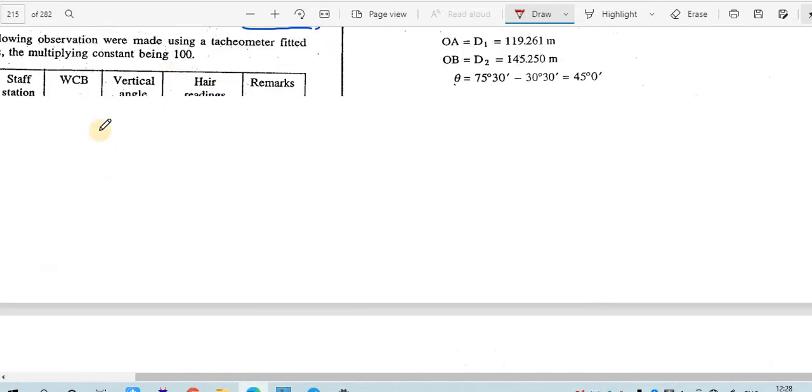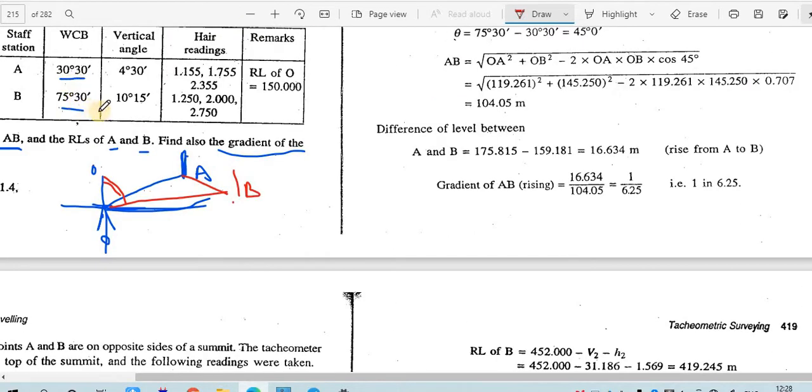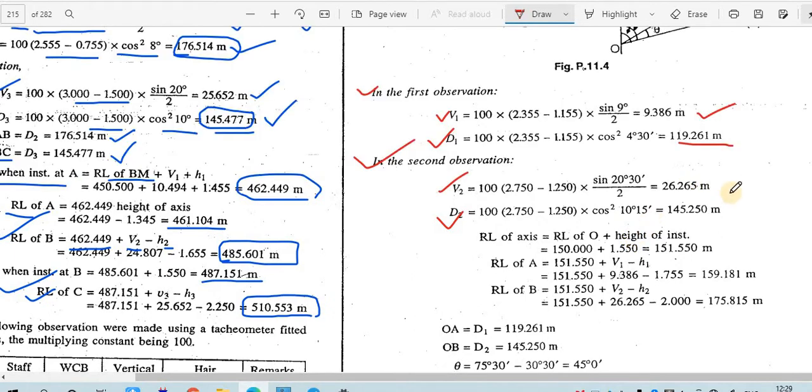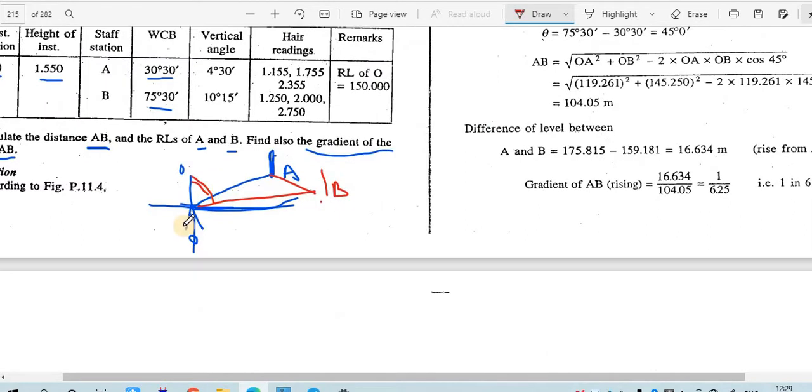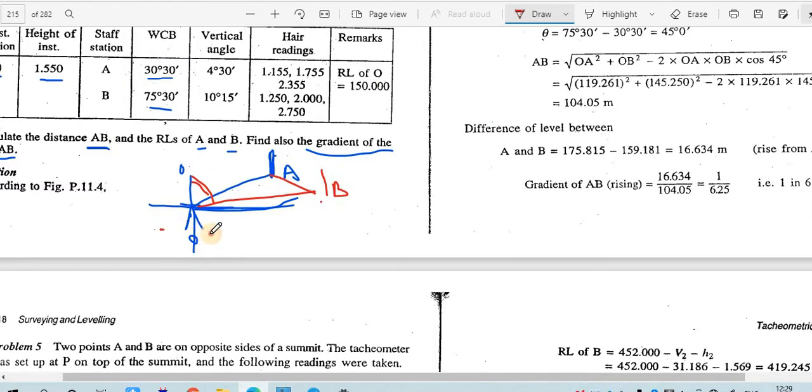The angle will be different based on this value. We need to take the angle 4 degree 10 minutes. So the value is coming out to be 26.265 and the D2 value is coming out to be 145.250. Okay, so first we will try to calculate the RL. So RL can be easily calculated by what? We have got the RL of point O. So RL of O plus the height of instrument 1.55, this will give you the instrument axis level.